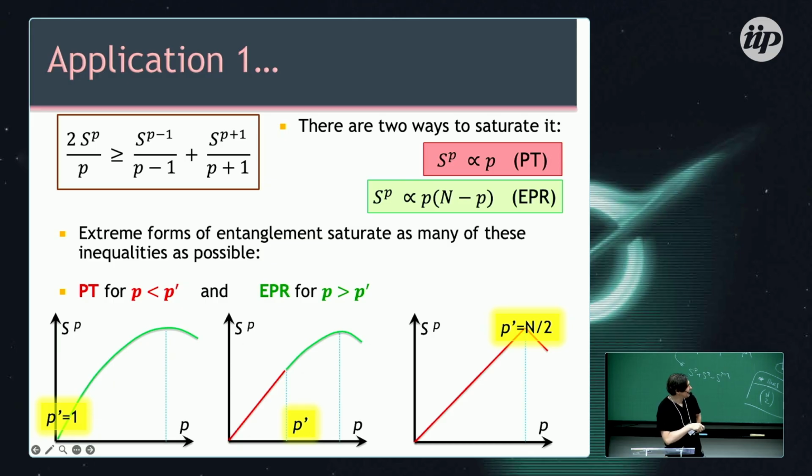And the idea is that I'm saturating the inequalities for p smaller than p prime using the perfect tensor type of stuff. I am saturating the ones past that using the EPR-like stuff. And this is the only thing that can happen. I cannot saturate in the EPR way and then go back to the perfect tensor way and then back to the EPR way. So this is the only situation that can happen, where I have the red perfect tensor-like saturation on for the smaller values of p and the green EPR-like saturation for the greater values of p. And there is that crossover value where the entropies locally are neither perfect tensor-like nor EPR-like, and that's the place where I am not saturating a single inequality.